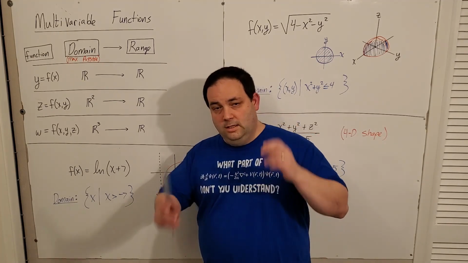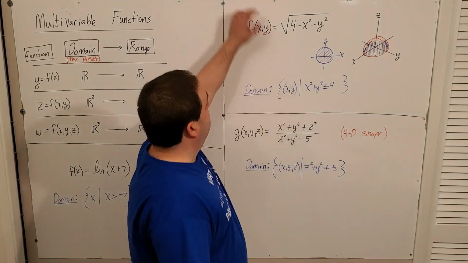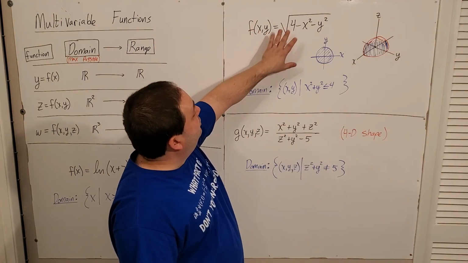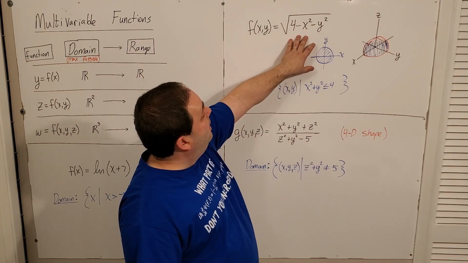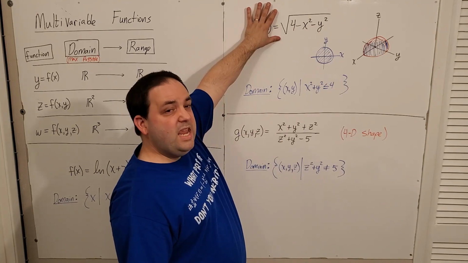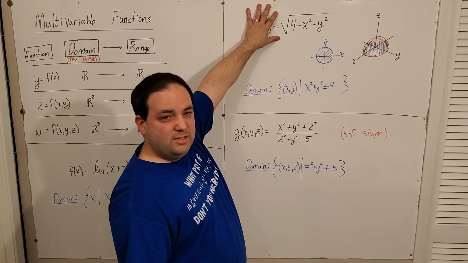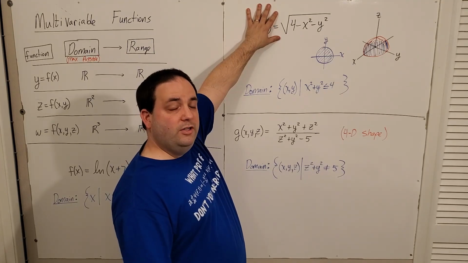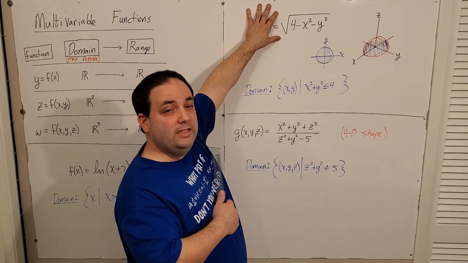Now, multivariable. f of x, y is equal to the square root of 4 minus x squared minus y squared. If you put z here instead of f of x, y, that's just as fine. And you'll notice whenever I do these in GeoGebra, that's exactly what ends up happening.